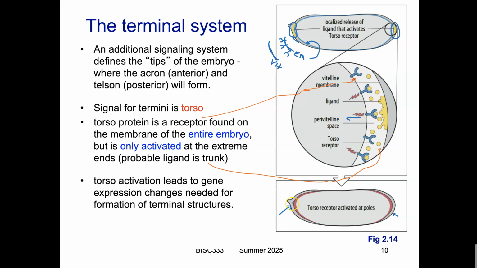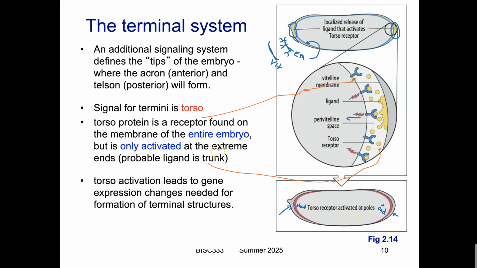And so at this end, torso activation plus bicoid, which is anterior, is going to give you your anterior structures, and then the torso activation plus caudal. Caudal does most of the work of posterior specification, but nanos is needed to make sure that the anterior-posterior pattern is maintained.